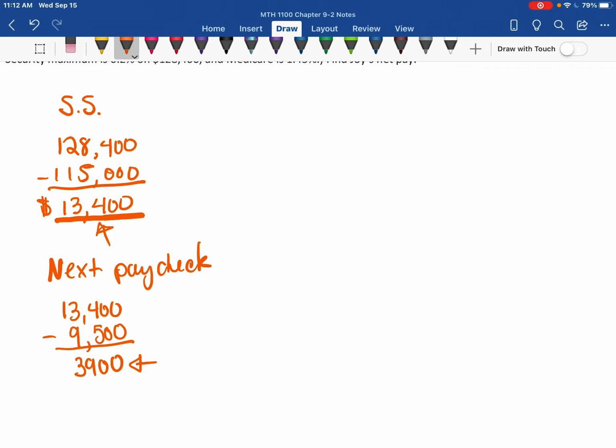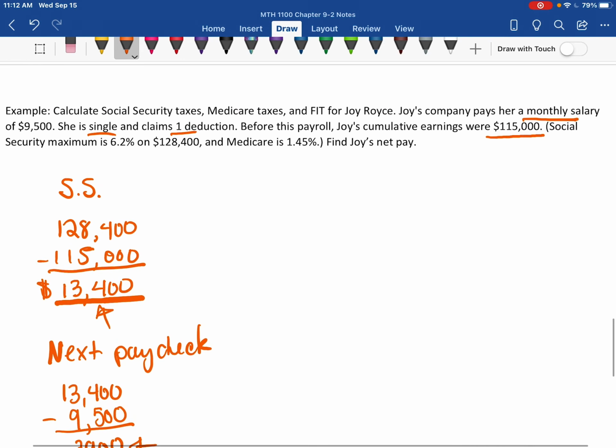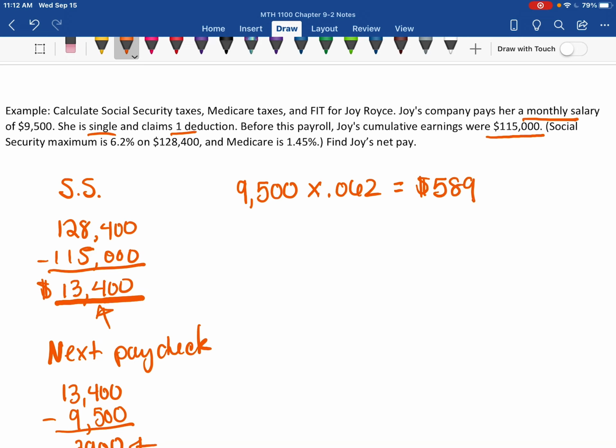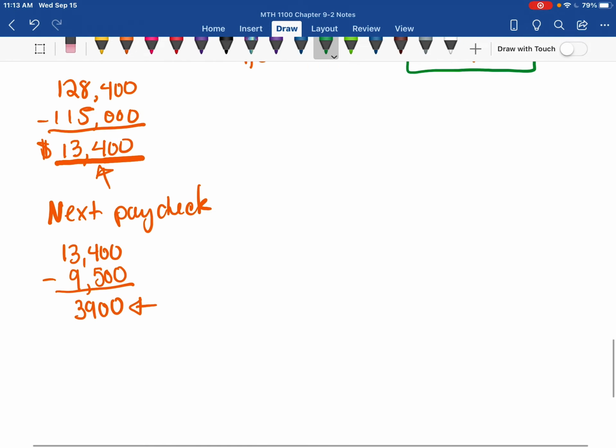And it looks like her monthly salary is around $9,000, so she should pay it off on her next paycheck. So she needs to pay $9,500 times 0.062 for her Social Security, 6.2% of her paycheck. When you do that, you're going to get $589. So this is what she's going to pay for her Social Security. Let me highlight it. Next time, if she gets the same paycheck again, she's going to have to pay it off. That's going to be the last of her base.